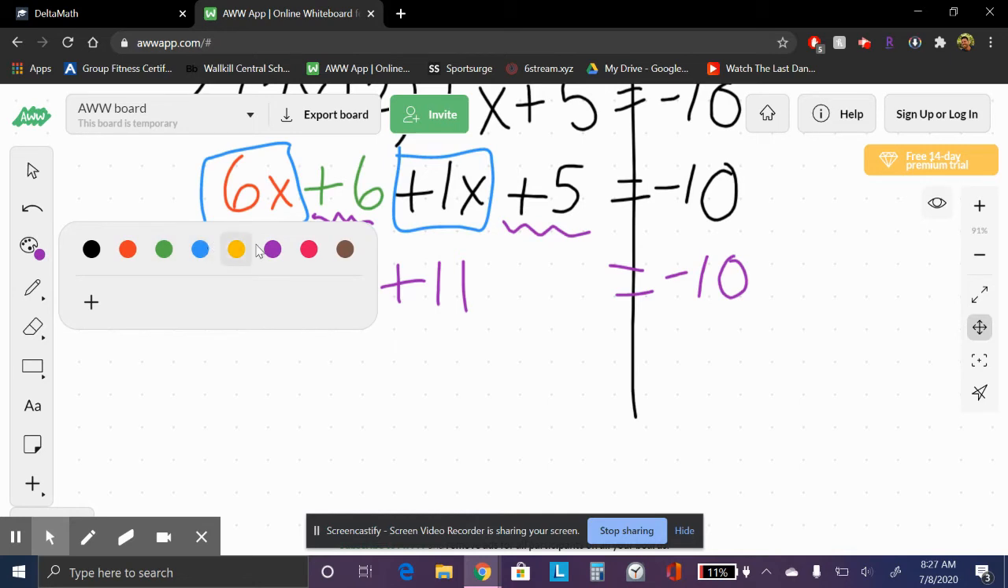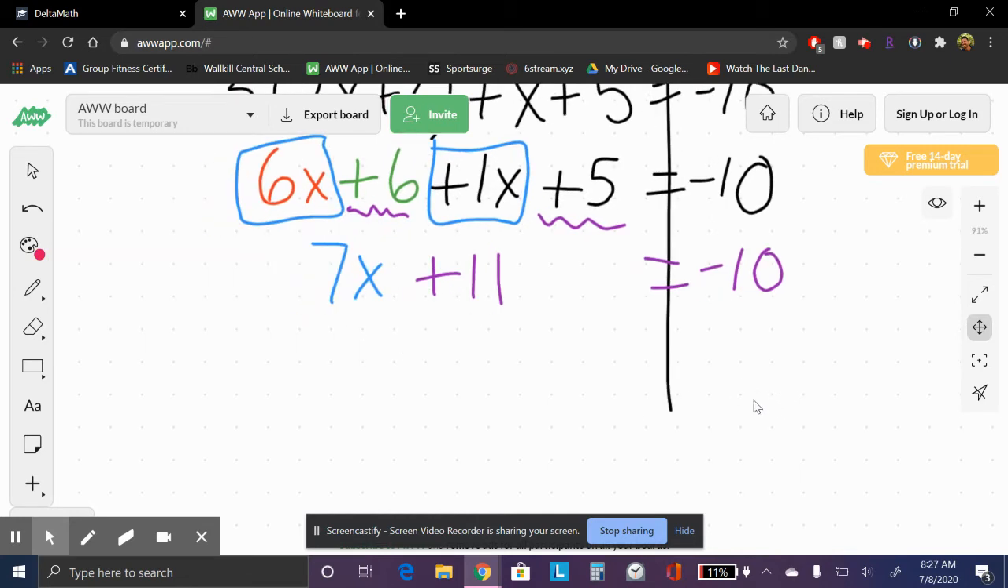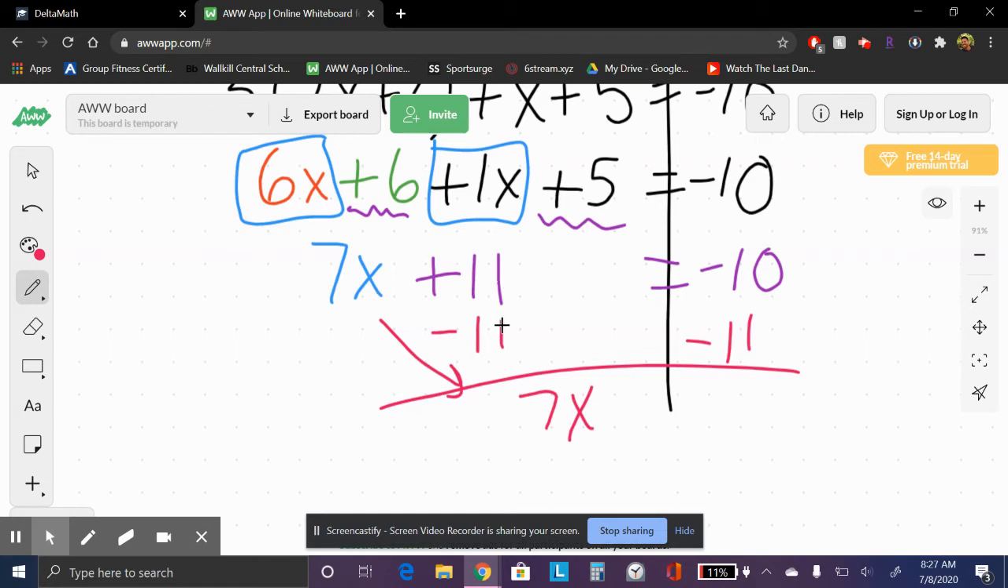So opposite operations is going to minus 11 from both sides. Be careful here. So I'm going to bring down the 7x. The 11 minus 11 cancels. Negative 10 minus 11. So on the number line, if you go left 10 and then left 11, that's negative 21. Divide both sides by 7. And you get your answer is x is negative 3.